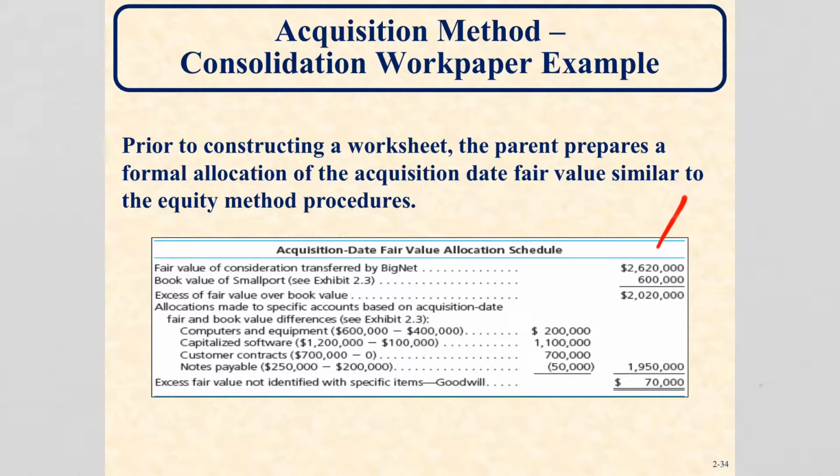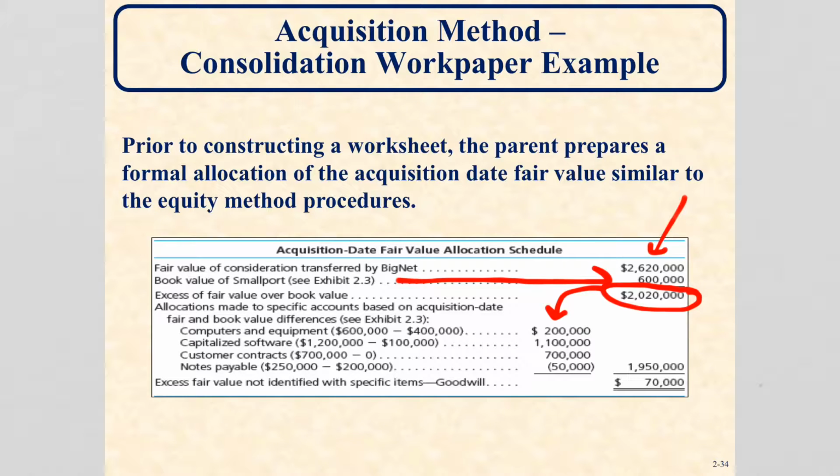The situation was the purchase was for $2,620,000. That was the fair value. The book value, which we gleaned from the exhibit, was $600,000. We have to explain the difference between the book value and what we paid, and the problem tells us how to explain the difference in the two prices by these different amounts between fair value of what we paid inside, assets inside the company versus the book value inside the company.